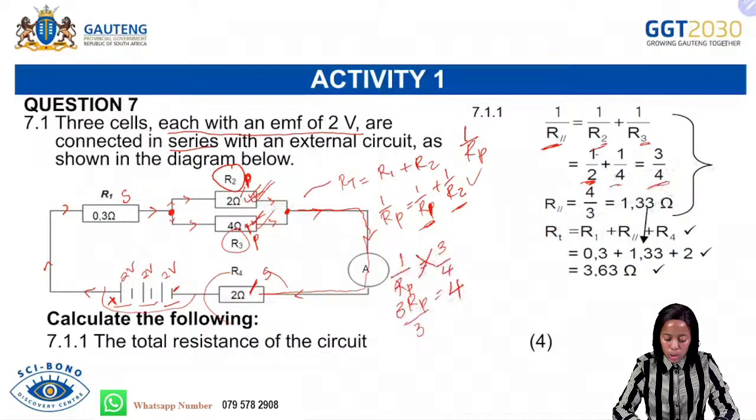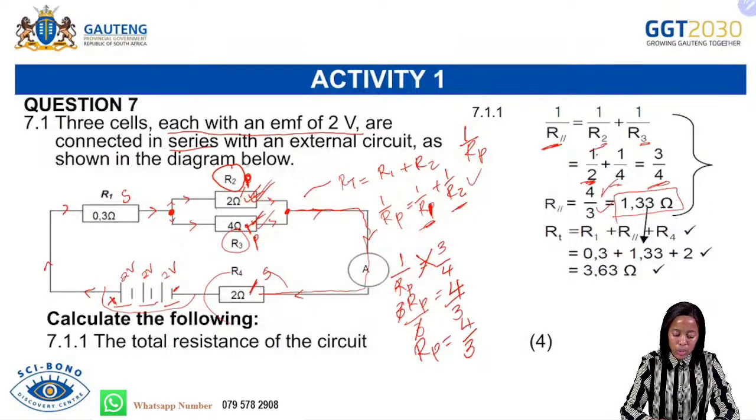From there, you divide both sides by 3 so that you can get rid of the 3. So that at the end, you will then have RP is equal to 4 over 3, which is what we have there. And then if you put that in your calculator, you will see that it's giving us 1,33 ohms.